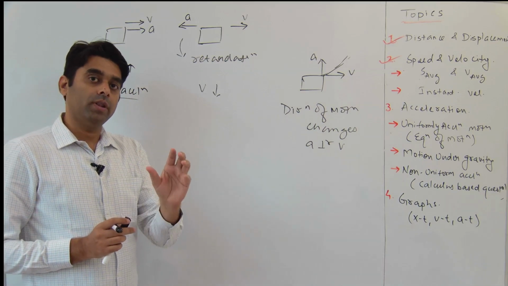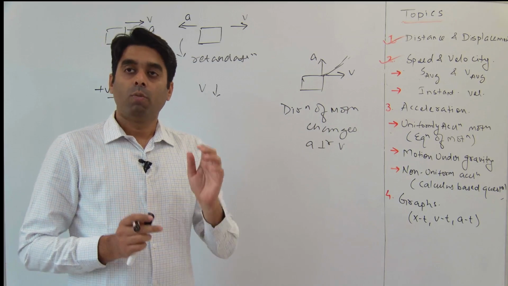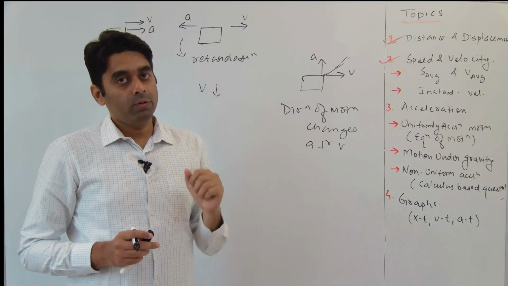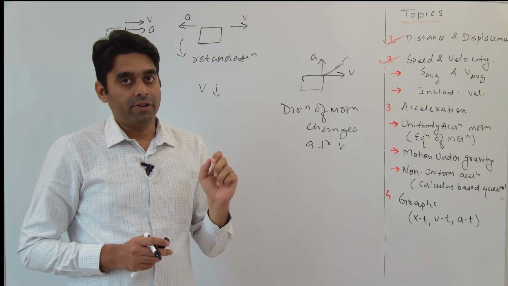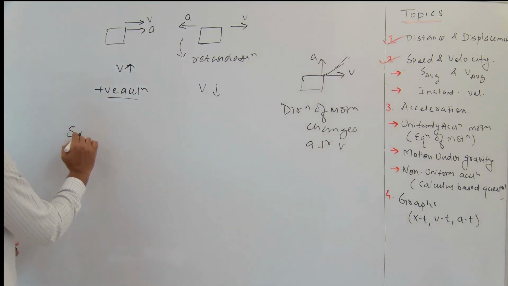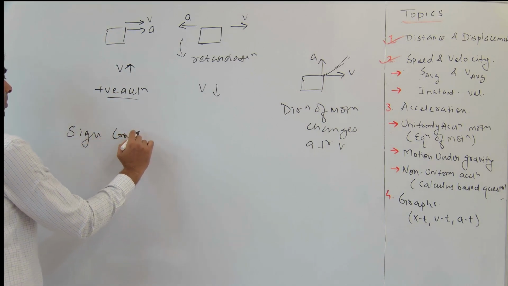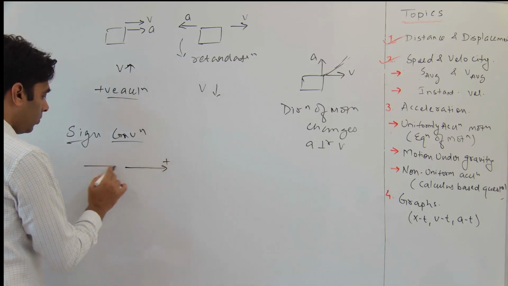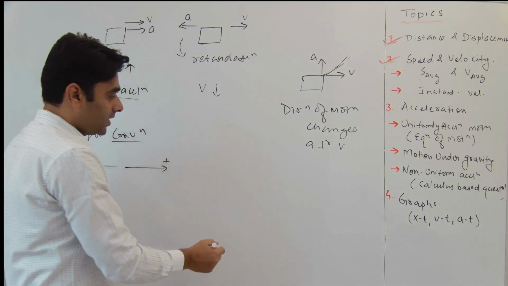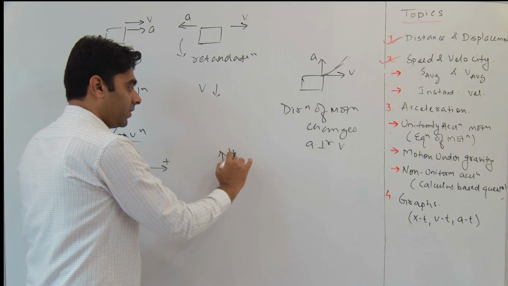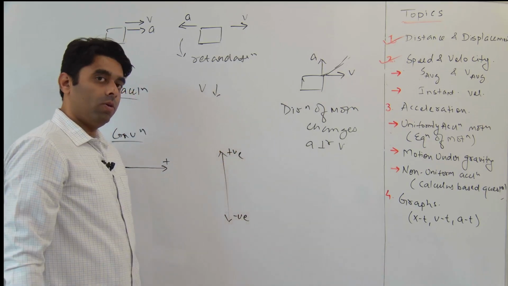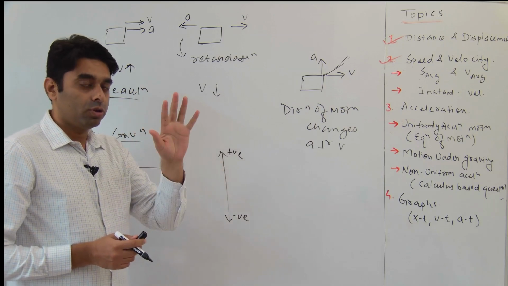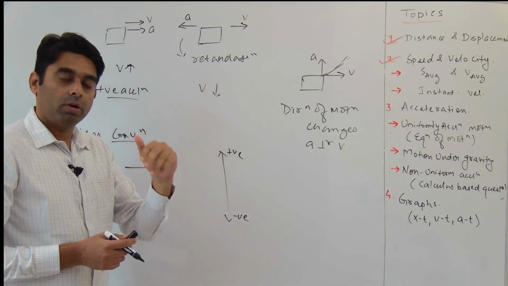Now, as we know, velocity and acceleration are both vector quantities, which means they have direction also. For them we assign positive and negative signs. So what is our general convention? In the horizontal direction, towards the positive x side we take a plus sign, towards the negative side we take a minus sign. In the vertical direction, upward is taken as positive and downward is taken as negative. This is the general sign convention used in the horizontal and vertical directions.